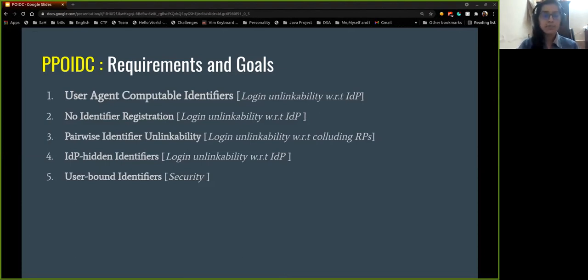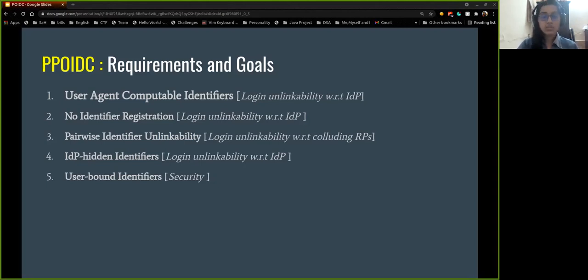Now the second one is there should be no identifier registration. So the RP need not register initially with the identity provider, because the identity provider is not used at all. Then pairwise identifier unlinkability, which is what we talked about, with colluding RPs. So two RPs should not be able to communicate with each other from the information extracted. And identity provider hidden identifiers, which means while the pairwise identifier must be persistent, the identity provider must not be able to link protocol runs where the user uses the same pairwise identifier.